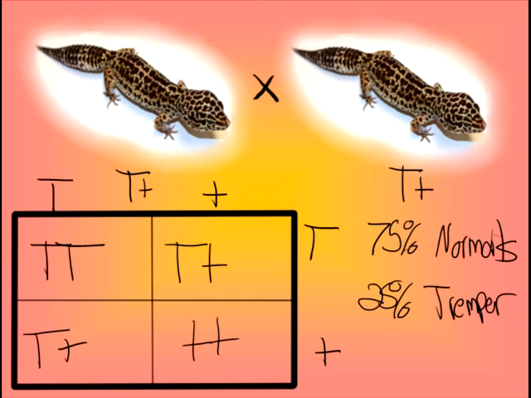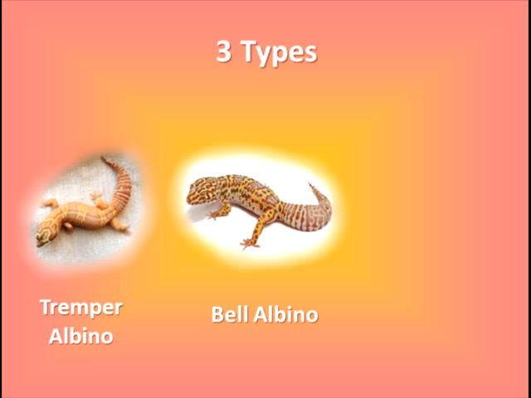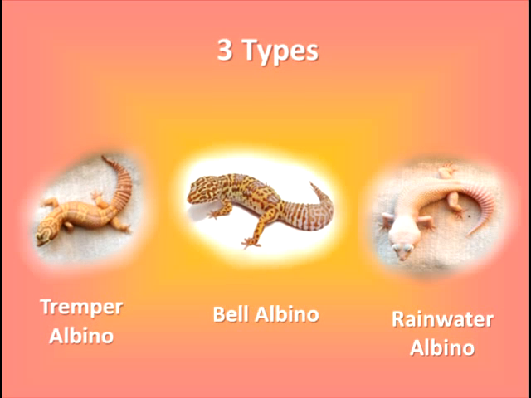But anyway, speaking of types, there are 3 types of albinos. So we've got the Trimper albino, which is the most common, at least that I've seen. Next one would be Bell. And then there's also Rainwater, which is also called Las Vegas albino.